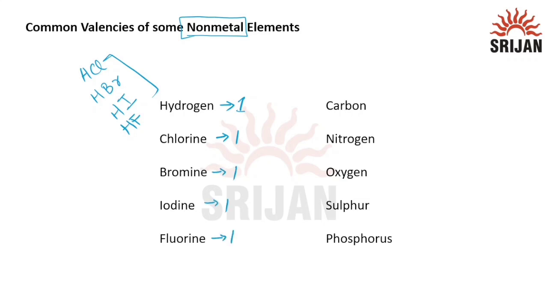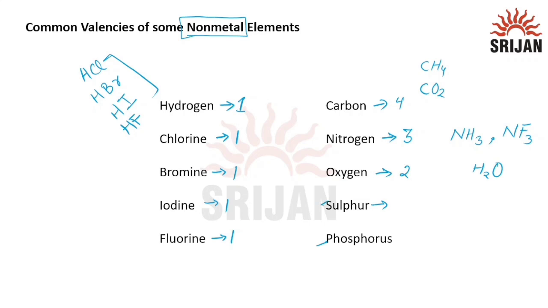Now we come to carbon. We have discussed that the valency of carbon is 4 as we have seen in the molecules CH4 and CO2. The valency of nitrogen is 3 as we have just seen in the case of NH3. You can see it in NF3 also. In oxygen, the common valency is 2 as we have just seen in the molecule H2O.